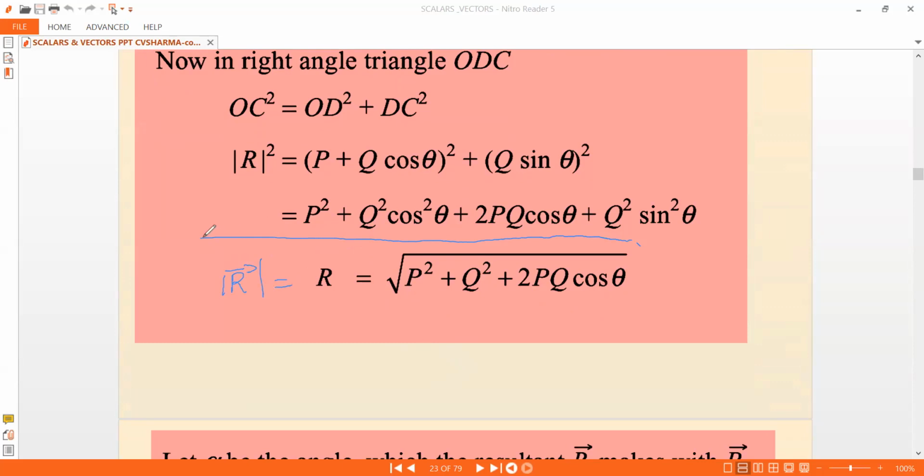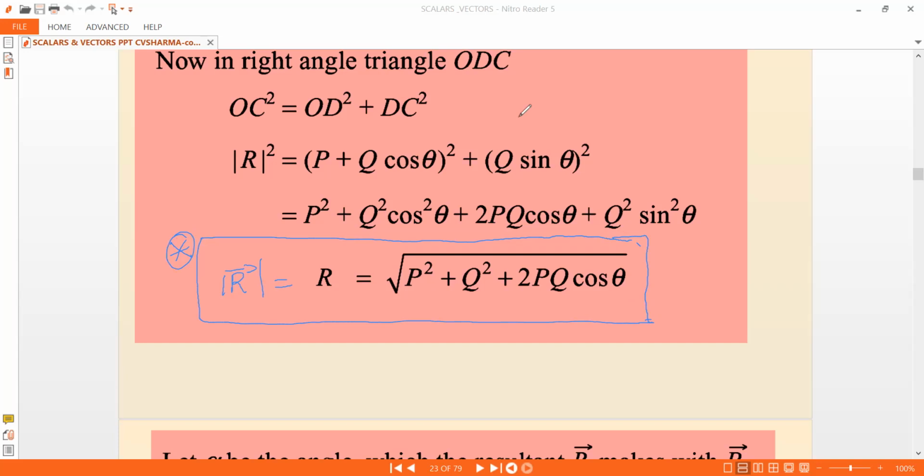This can be done in different ways. It can be done by using the Pythagoras theorem itself. But first, I will do the cosine rule in detail, and after that, it's straightforward. This will be very easy.